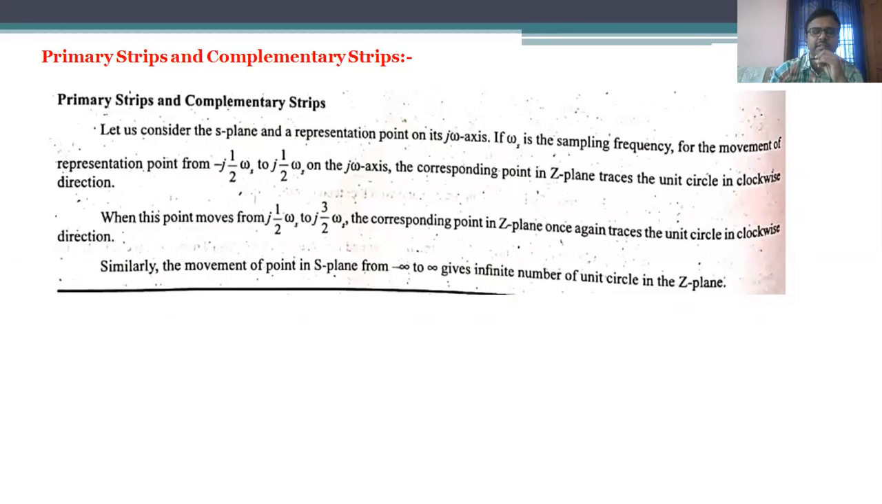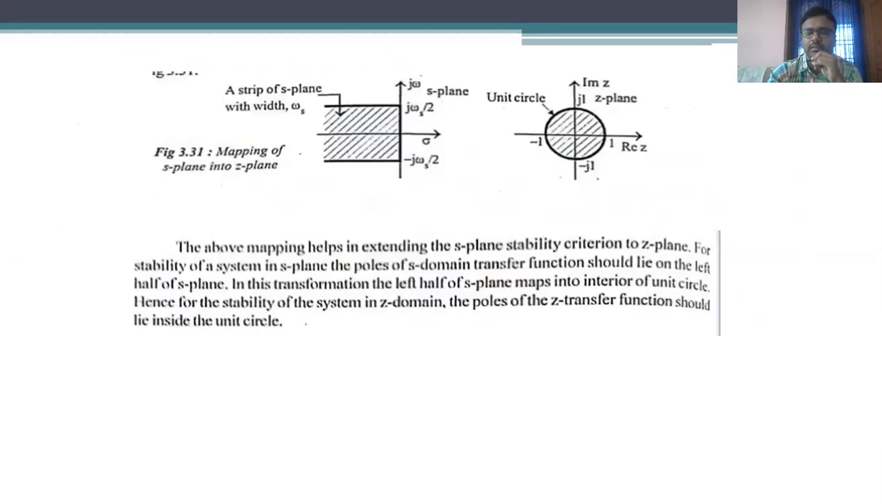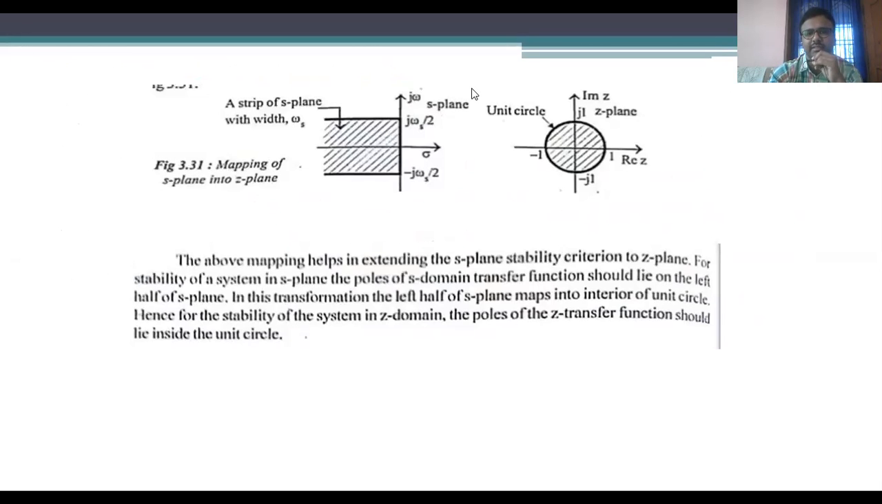In the previous class, we saw the concept of a strip. A strip is nothing but the area surrounded on the left hand side of the S plane. Some portion of the S plane which is surrounded is taken as a strip. Why? Because we have chosen only the left hand side part of the S plane.